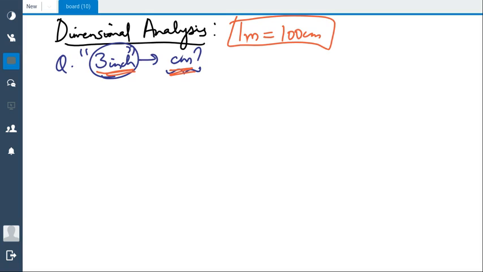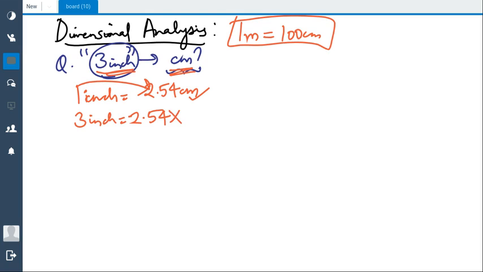Okay, a few things you have to learn. First, 1 inch equals 2.54 centimeters. Then 3 inches will be equal to 3 times 2.54. What is the answer? 7.62 centimeters. This is very easy. You just need to multiply this number with this. Okay, next one.